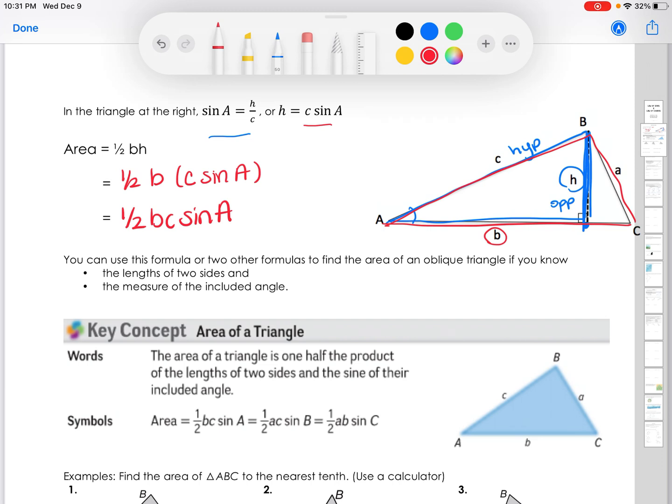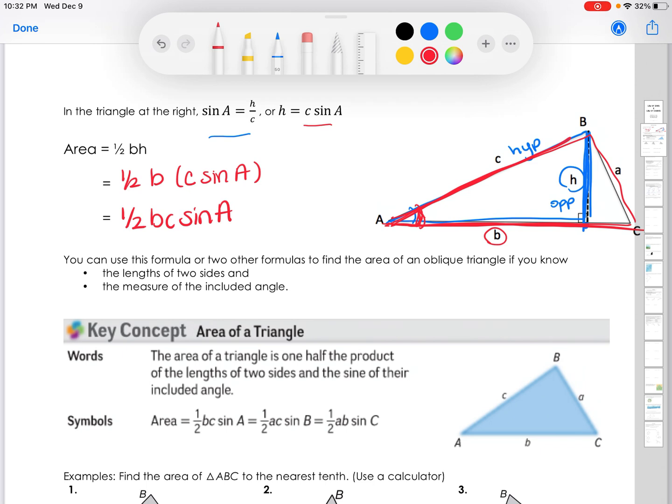You can use this formula or two other formulas that we'll see in just a second to find the area of an oblique triangle if you know either the lengths of two sides and the measure of the included angle. And when we say included, we mean the angle in between. So for example, we're talking about side b and side c, and the angle we need to know is angle A, and that's the angle that's formed by those two lines.